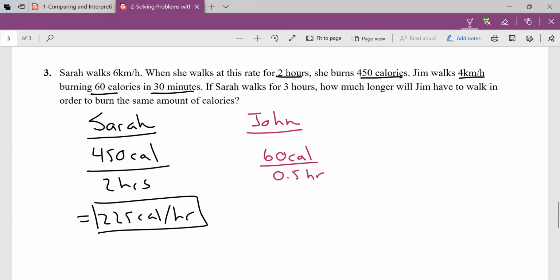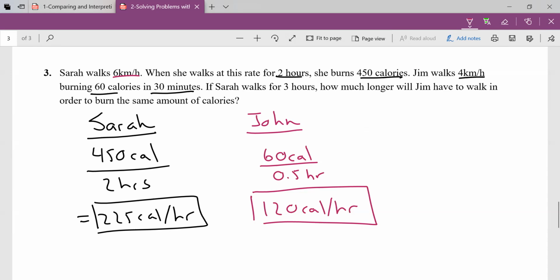So John, unfortunately for John, he's not burning as many calories per hour. And that's because he's simply just walking slower, right? Sarah's going at 6 kilometers an hour. So unless he's going to pick up the pace, that's what he's going to burn, right? Okay, so now I want to say to myself, well, how much longer is he going to have, Jim, I keep calling him John, sorry, just noticed that. I like John, let's stick with John. How much longer is John going to have to walk if he wants to burn the same amount?